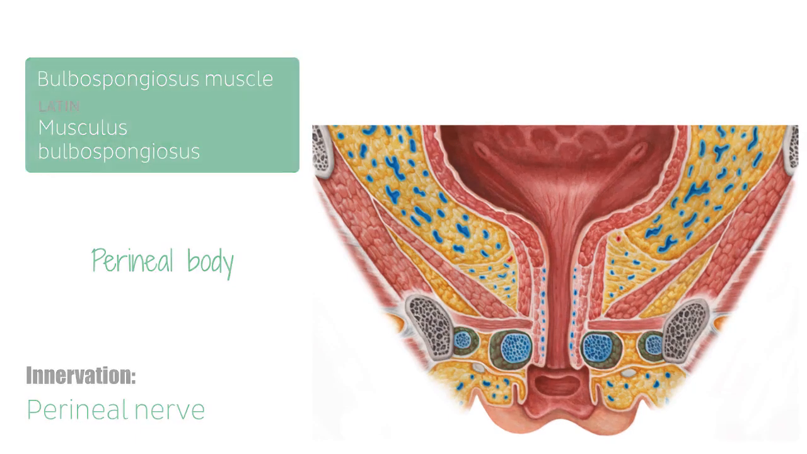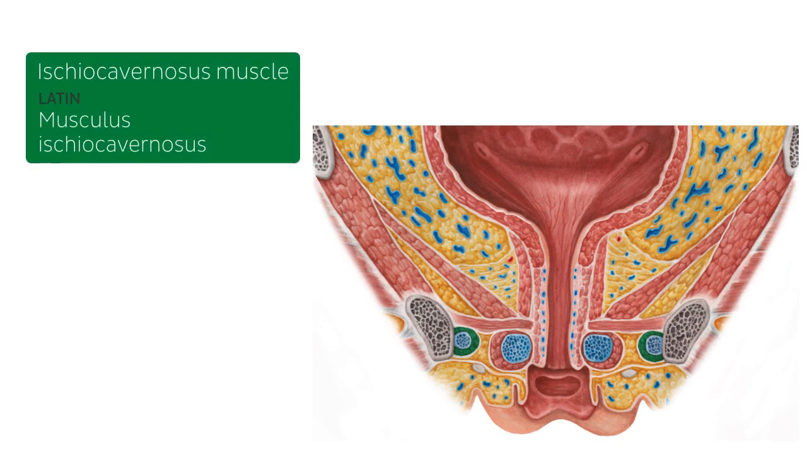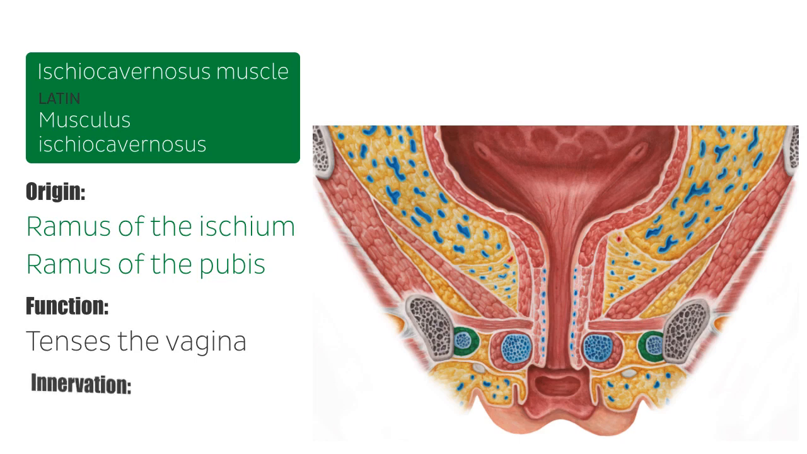Another muscle to be highlighted here is the ischiocavernosus muscle, which originates from the ramus of the ischium and the ramus of the pubis. The ischiocavernosus muscle functions to tense the vagina during orgasm. It runs along either side of the crus and is innervated by the pudendal nerve.